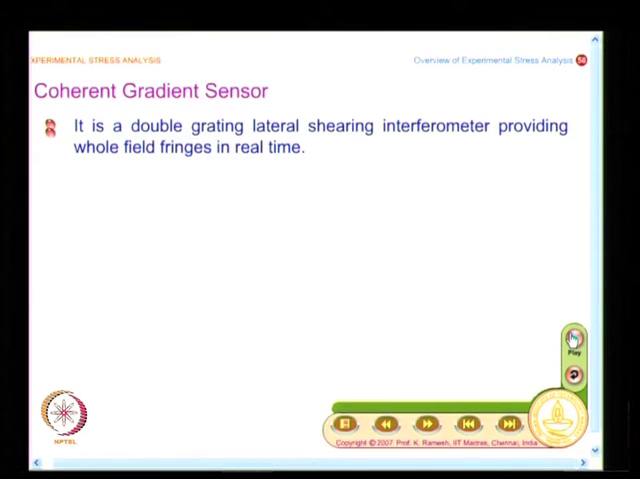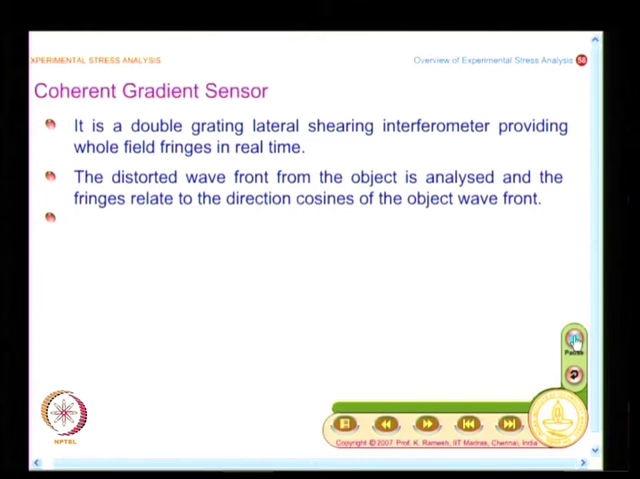And we have seen any technique which involves double exposure, you need to do post processing, and only then you see the fringes. Whereas techniques like photoelasticity, Moire, you do see fringes in real time. On similar lines, you also find coherent gradient sensor gives you fringes in real time. And here the optics is a little involved, and also the principle, the mathematics, are quite involved. So, what we will do is we will have a bird's eye view of what this technique is.